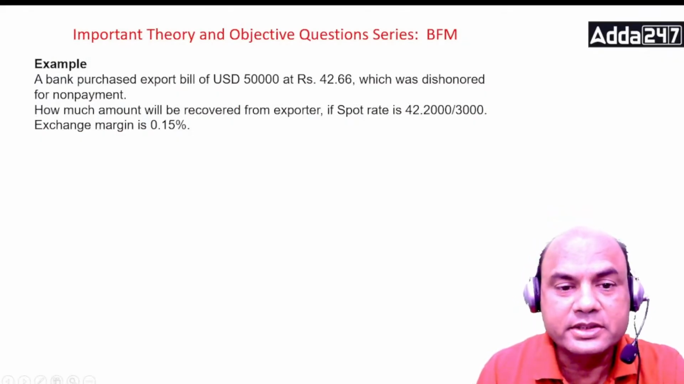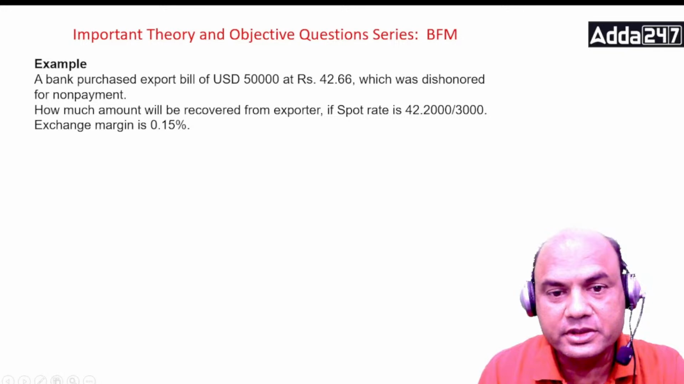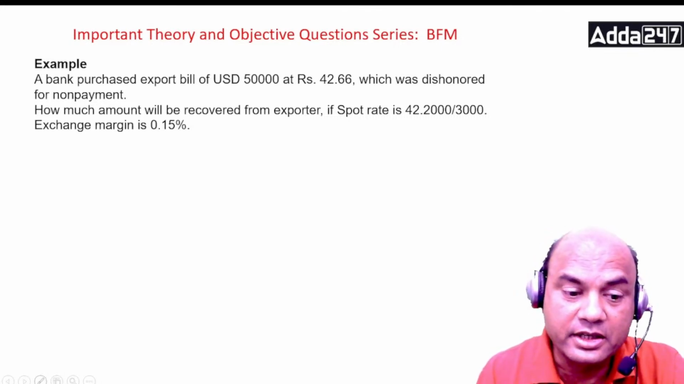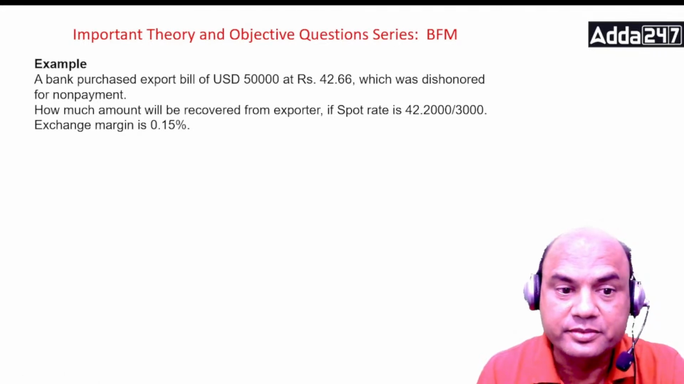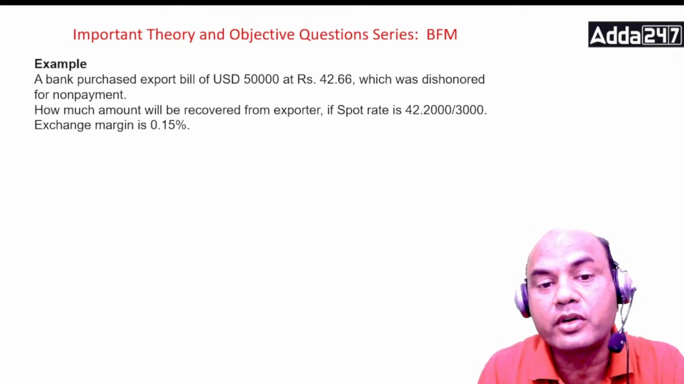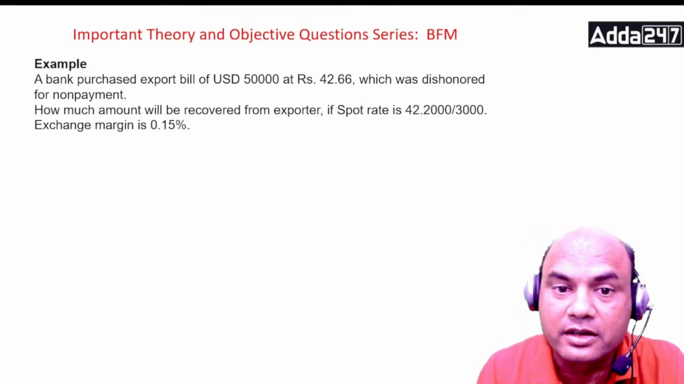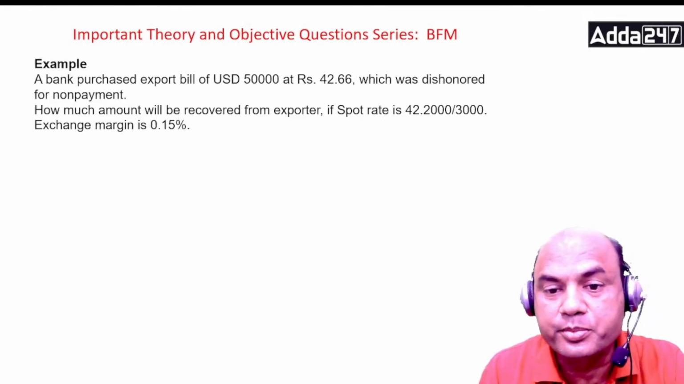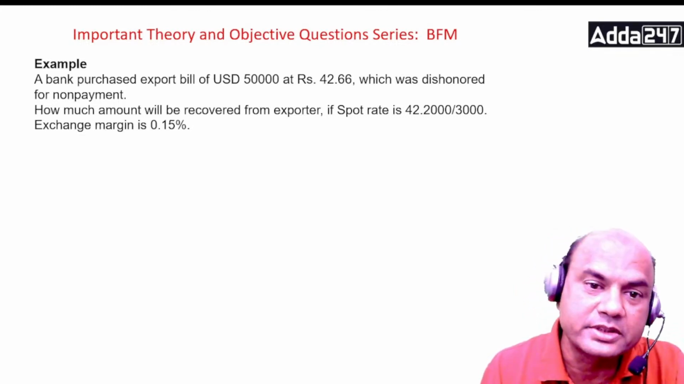A bank purchased an export bill for USD 50,000 at 42.66, which was dishonored for non-payment. See here, dishonored means payment was not received, okay? So the bank purchased the export bill. Purchase means it has financed earlier. How much amount will be recovered from the exporter if the spot rate is 42.2030 and exchange margin is 0.15%?